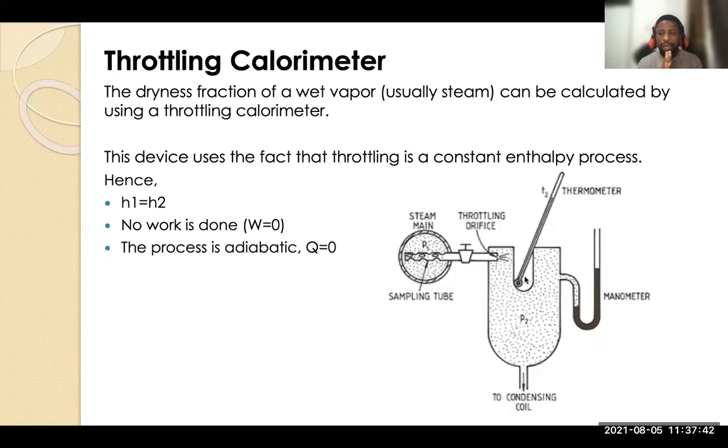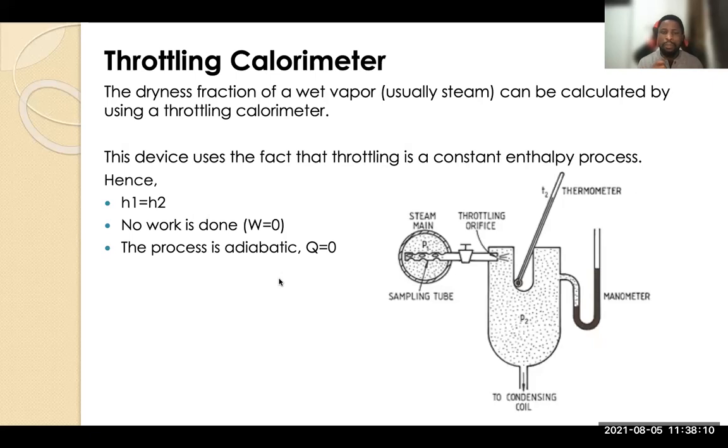The first calorimeter I'll be looking at today is the throttling calorimeter. When you hear the word throttle, for those of you who are familiar with cars, that love cars, you know that when you talk about throttle, for example, when you press down on the accelerator, when you're adjusting with the clutch, there is a pumping of your petrol.